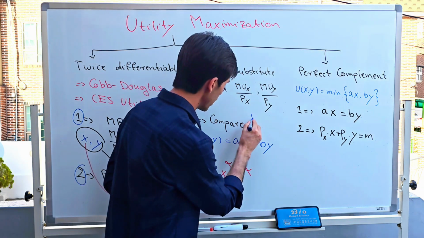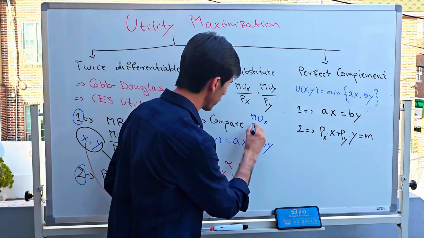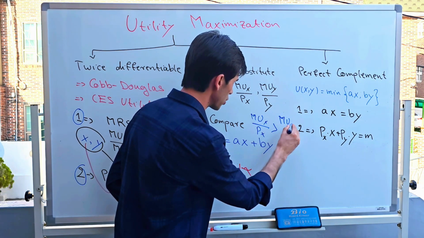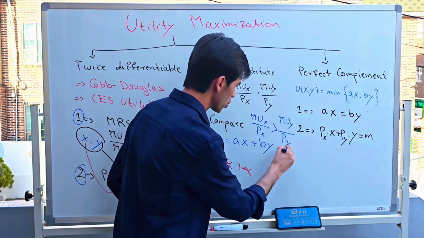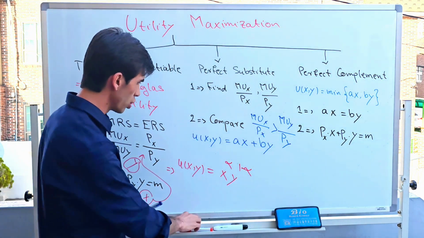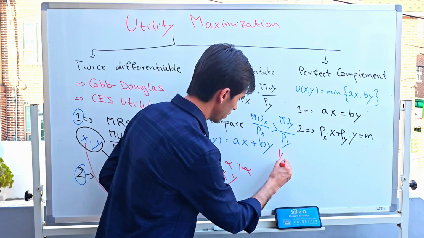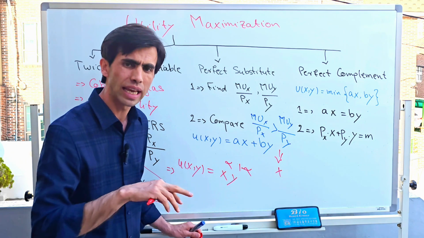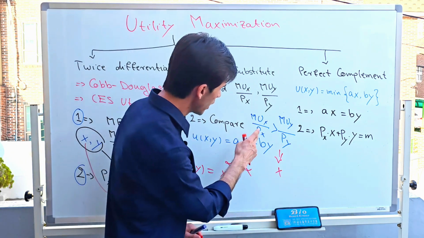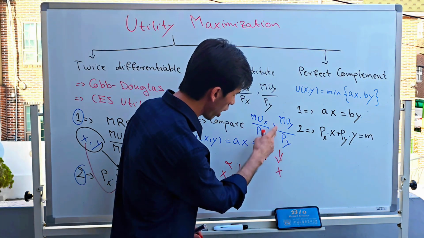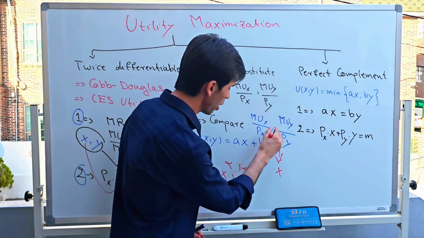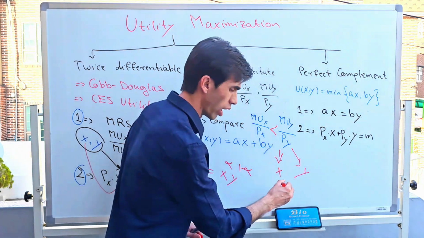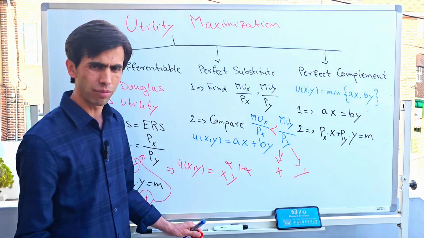If the marginal utility per dollar of x is greater than the marginal utility per dollar of y, what we will do is consume only x. We allocate all our budget to consuming x. In the other case, if the marginal utility per dollar of y is greater than the marginal utility per dollar of x, this time we consume only y. So we maximize our utility by consuming only y.